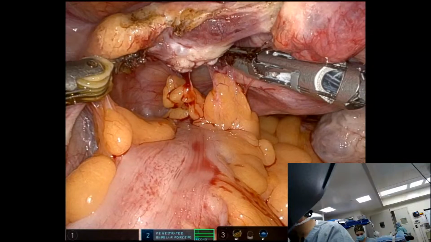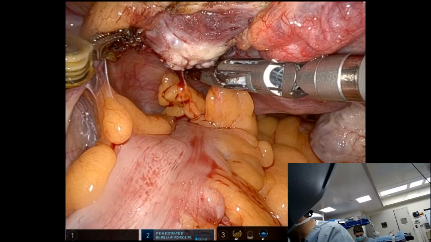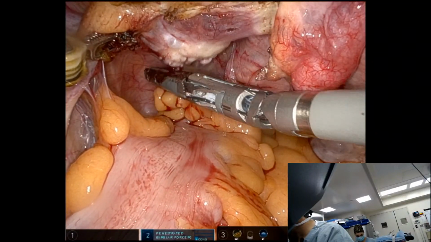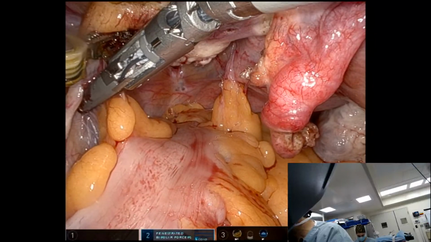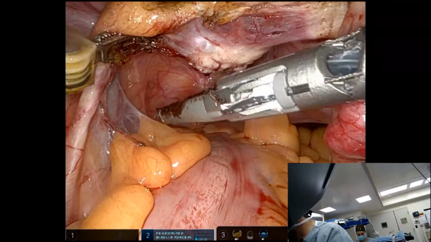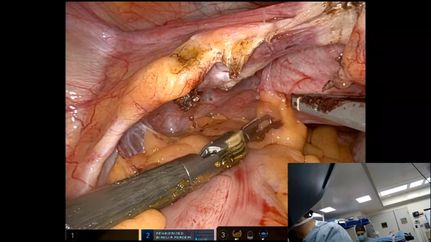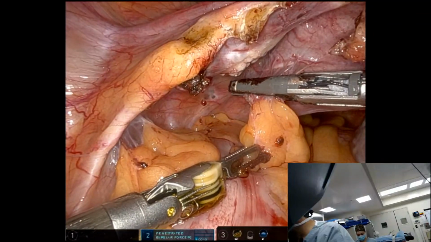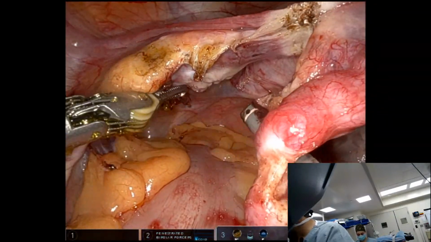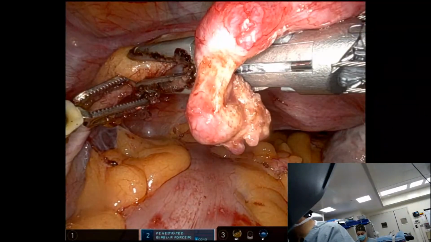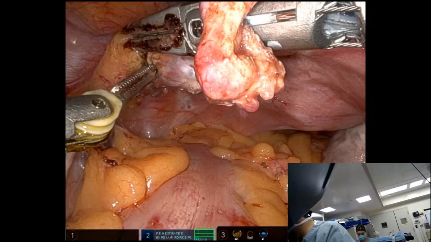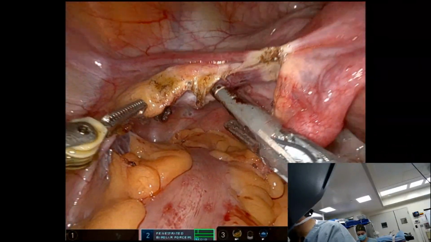There's some adhesions here in the ovary and the sigmoid, we're going to release. We have to be careful because sometimes there's diverticulum in the sigmoid. I'm not saying these are diverticulums, but you have to be careful on older patients because you can find diverticulums attached to the ovary or to the uterus.